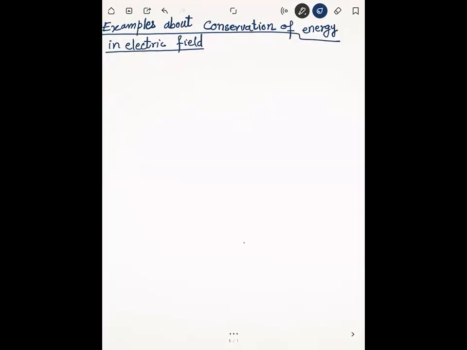This class is about examples of conservation of energy in an electric field. Let's solve example number 1. You have an alpha particle here, and from the alpha particle at a distance of 20 nanometers, you have a point P.